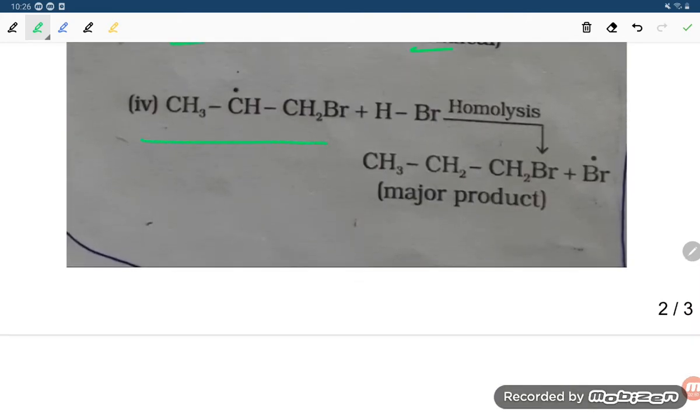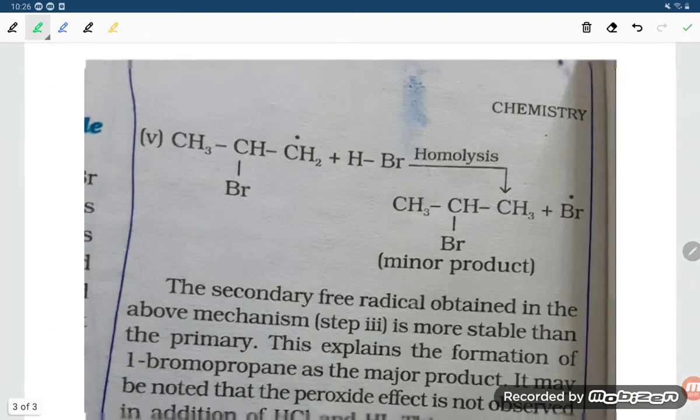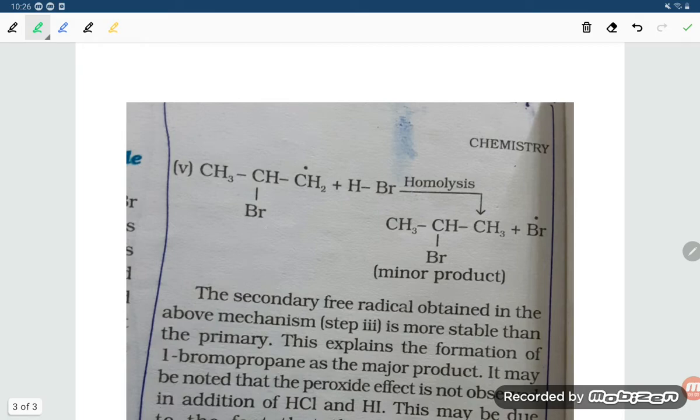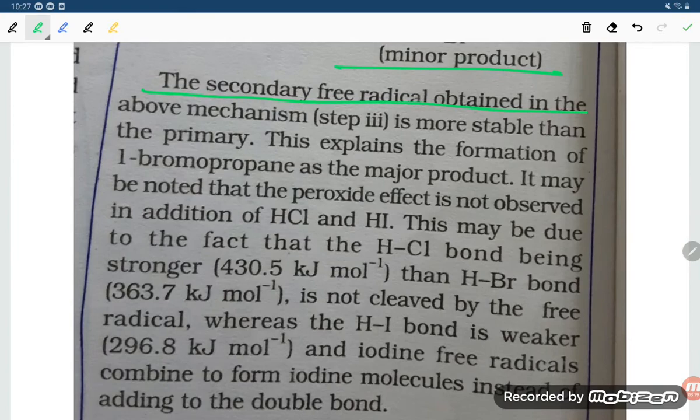Now this free radical can combine with another HBr molecule, so it will give CH3CH2CH2Br, which is the major product, and a bromine radical will be left out. Now, students, a minor product will also form: from the 1 degree radical, bromine will go, hydrogen will be added here, so the minor product will also form. The secondary free radical obtained in this mechanism, step three, is more stable than the primary. This explains the formation of 1-bromopropane as the major product.